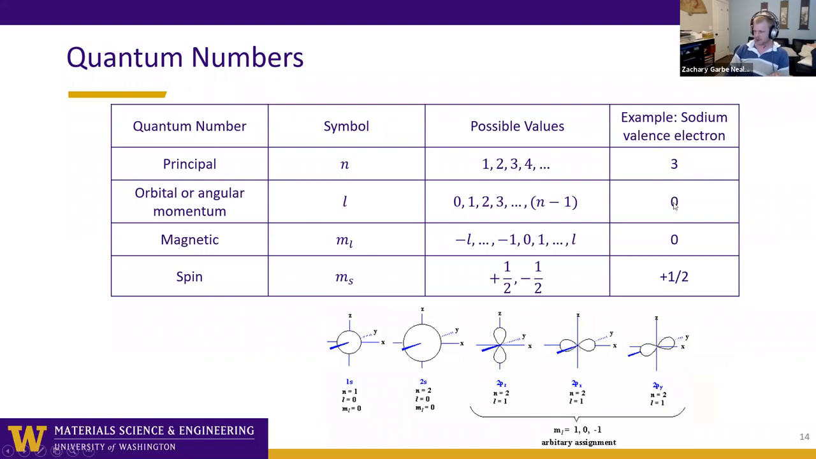So it's 0. Magnetic quantum number, okay? That also refers to the symmetry of these suborbitals. For s, it doesn't have any unique symmetry like p does. It's always going to be 0. And then spin is arbitrary, up or down, or positive 1/2 or negative 1/2. So you can assign it positive 1/2 for this example. But there will be another problem after this.